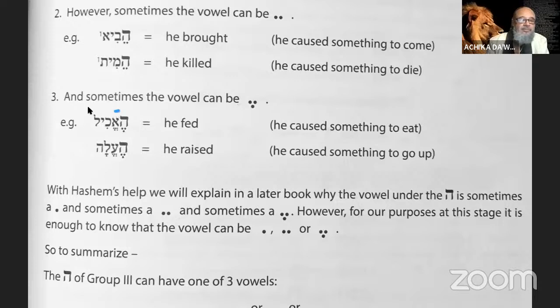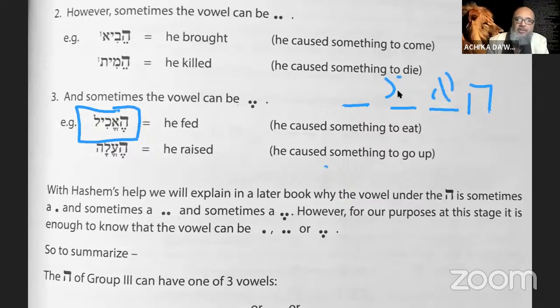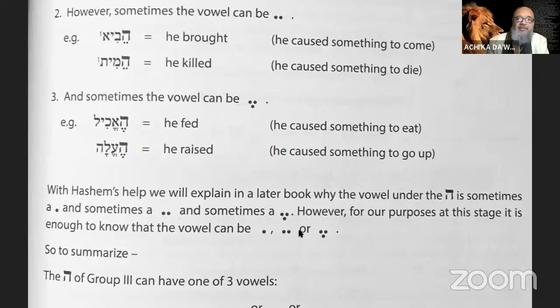Here, we've already been over this example. And what do you have? You've got a hay, you've got a yod, you've got 2 spaces right here, and then you've got another space right here. You've got a kaph as your root. And then your lamed, which is "he fed," he caused something to eat. Okay. And so you guys already mastered that. Any questions?